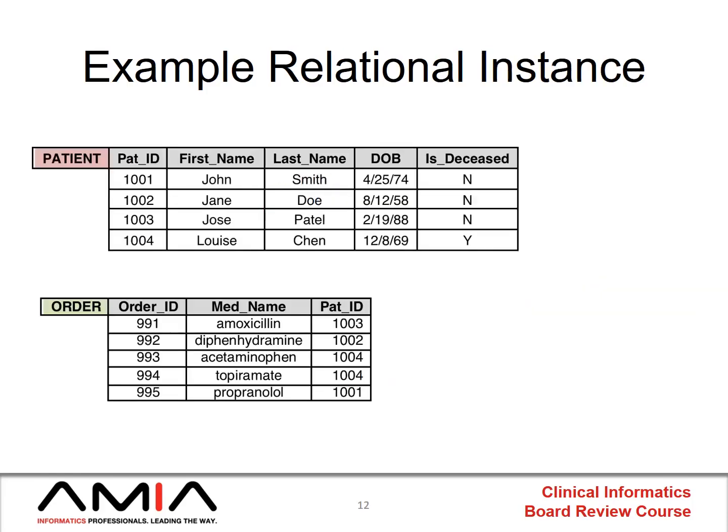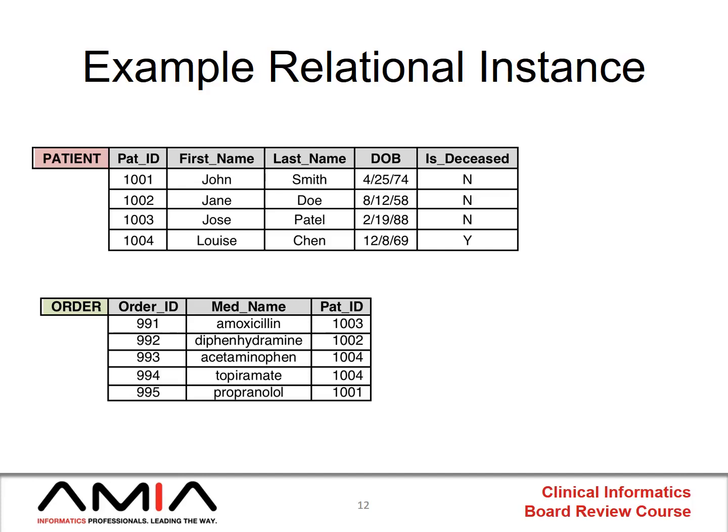Okay, now here's an example of our relational instance. I took that schema and created an instance of that database with that simple two-table schema, and now I've populated the tables with a bunch of tuples. The patient table has 4 tuples representing 4 different patients, and the order table has 5 tuples representing 5 different patients. In this example, I've made the patient ID sequential and the order ID sequential.